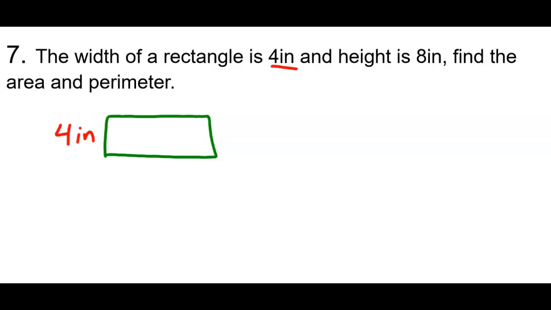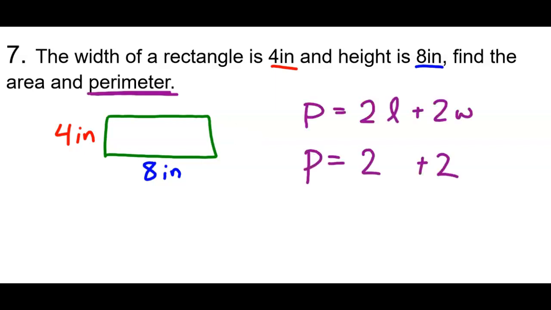Then you're going to label things. 4 inches on that side, 8 inches on that side. So if this side is 4 inches, what's this side? Also 4 inches. What's this side? Also 8 inches. Okay? So then I'm going to use my equation for perimeter. And so I wrote down my initial equation.